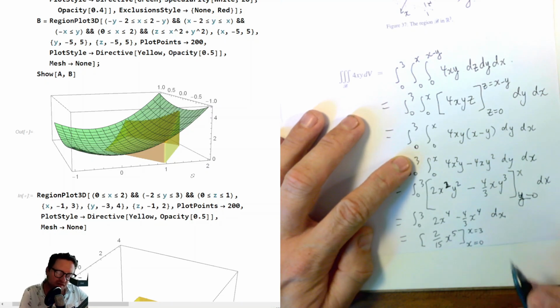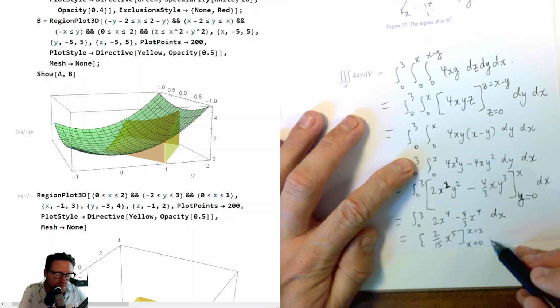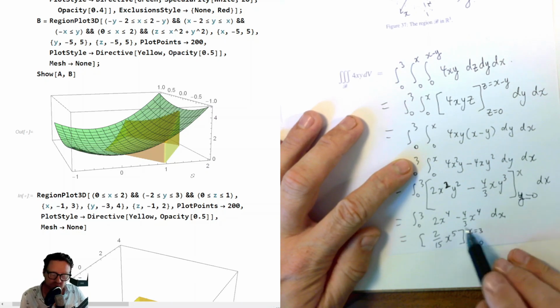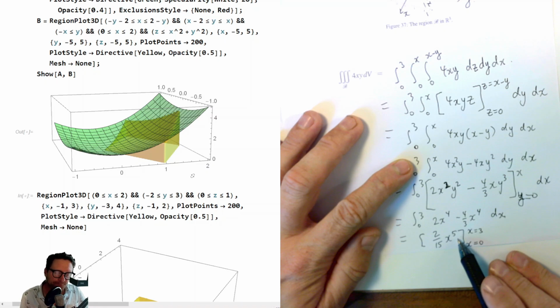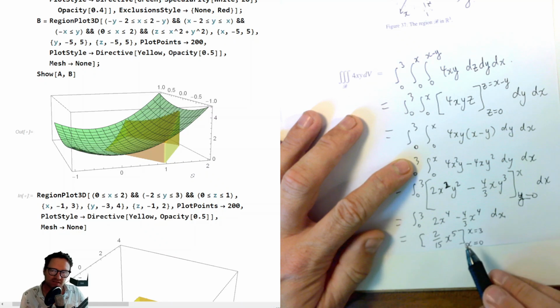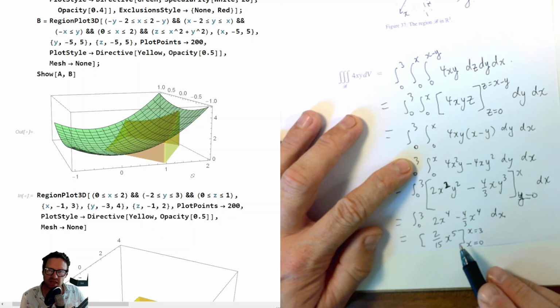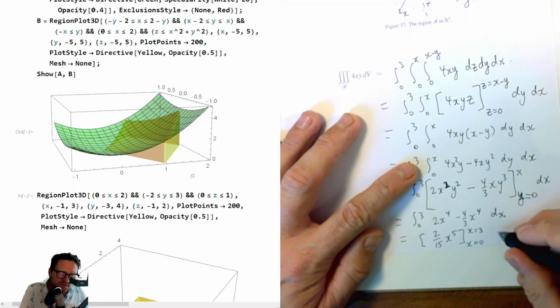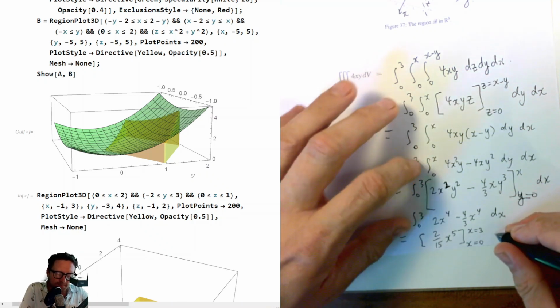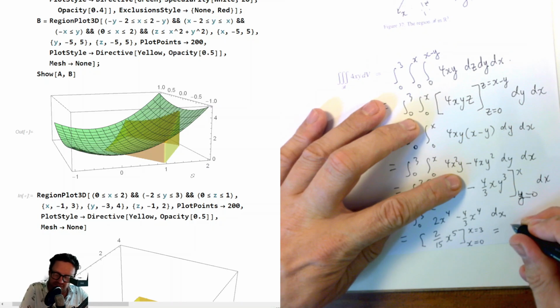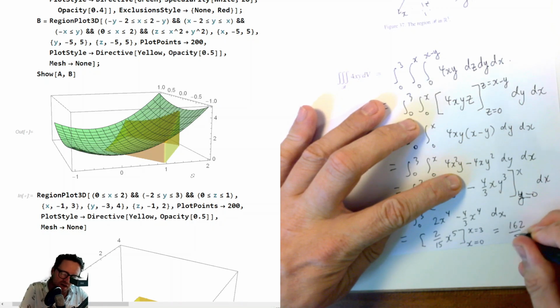Okay, and then we sub these values in. So let's see, 3 to the 5th is 3 to the 4th times 3, so we can cancel a 3 in the 15 and in here. And so we'll have 2 times 3 to the 4th over 5. That is equal to 81 times 2 over 5, which is 162 over 5 units.